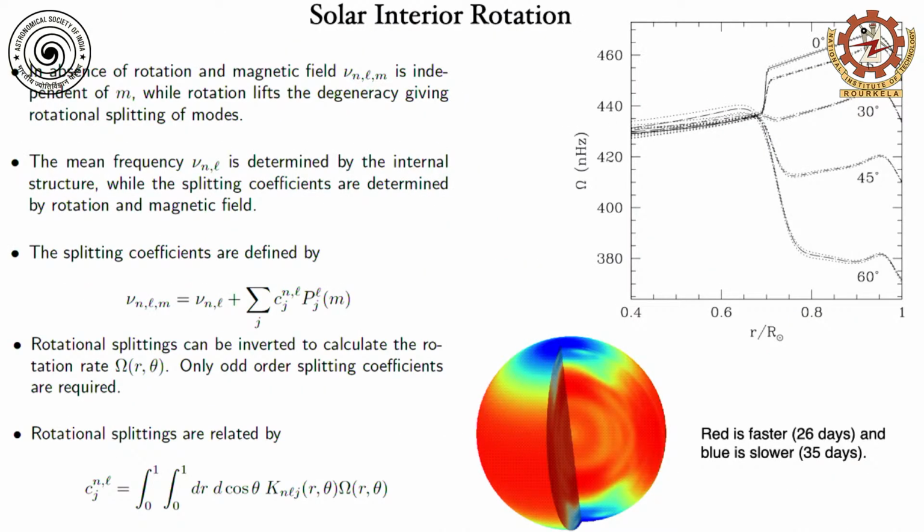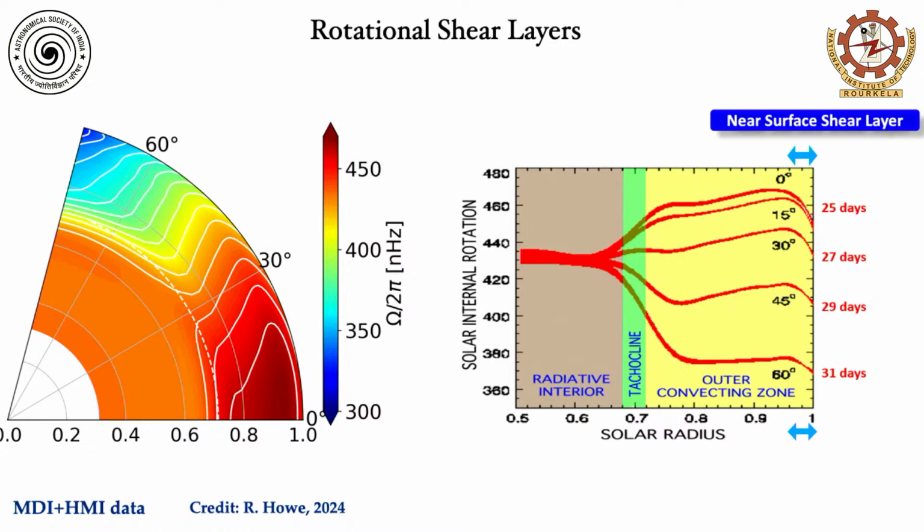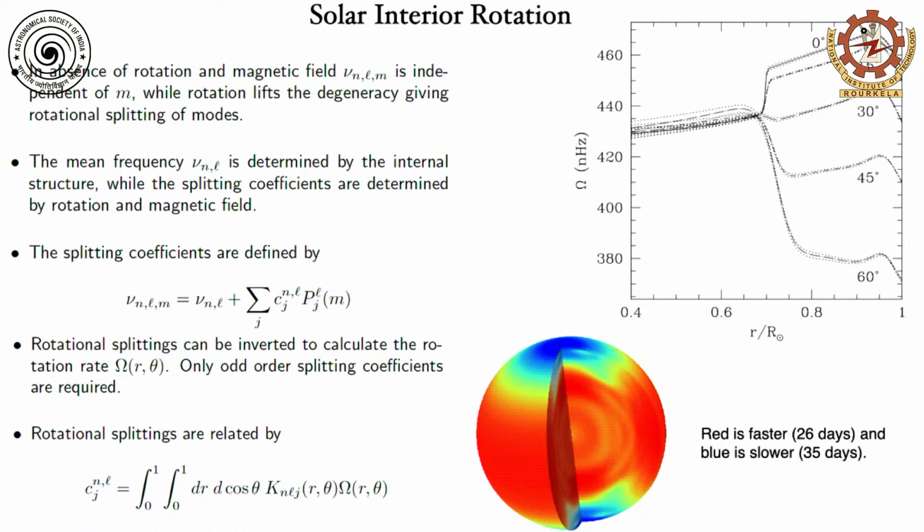Let me give you a brief introduction to the solar interior rotation, which is very well measured. This basically involves measuring the oscillation frequencies, and because of the rotation, the degeneracy is lifted. The modes which are propagating eastward and westward have slightly different frequencies. You can measure those frequency shifts, which are written in terms of splitting coefficients, and one can invert the splitting coefficients to derive the rotation.